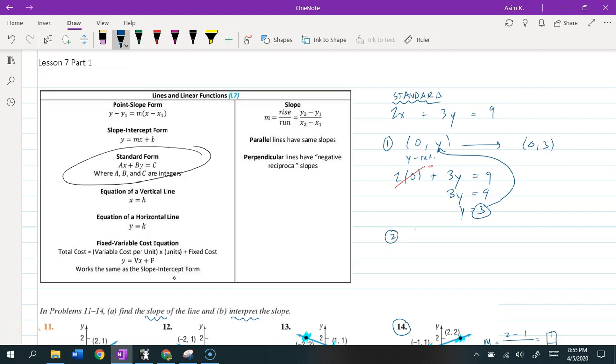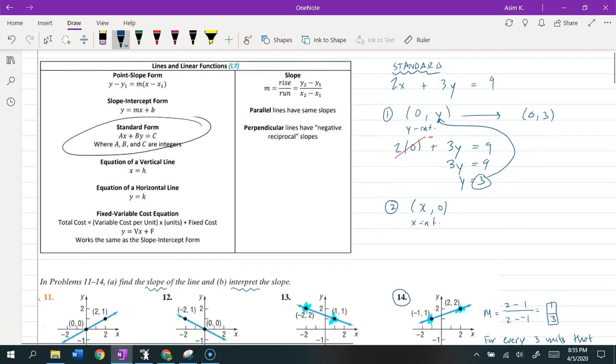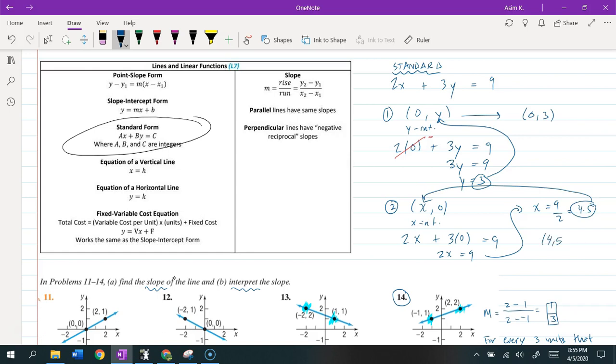Step number 2, go back to the equation and this time find the x-intercept. In finding the x-intercept, you go back to the equation and you turn the y into a 0. And again, you solve this equation. You have the equation 2x is equal to 9. That is going to give you the answer 9 over 2, or some may say 4.5. So the x value is 4.5 comma 0. Sorry, I'm in a bit of a rush here, so I'm making all kinds of silly mistakes. I apologize.